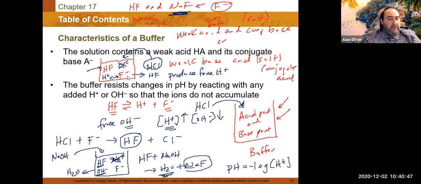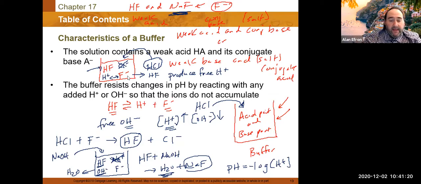The other important thing that we talked about last time was the idea that buffers are not necessarily a neutral solution. You can make a buffer at a pH of 7. You could also make a buffer at any pH you want, from an acidic buffer to a basic buffer to a neutral buffer. The key is wherever you start with your buffer, say you made a buffer at a pH of 9.25, if you added acid or base to that buffer, it should pretty much maintain that pH of 9.25. Will it go up or down when you add acid or base?